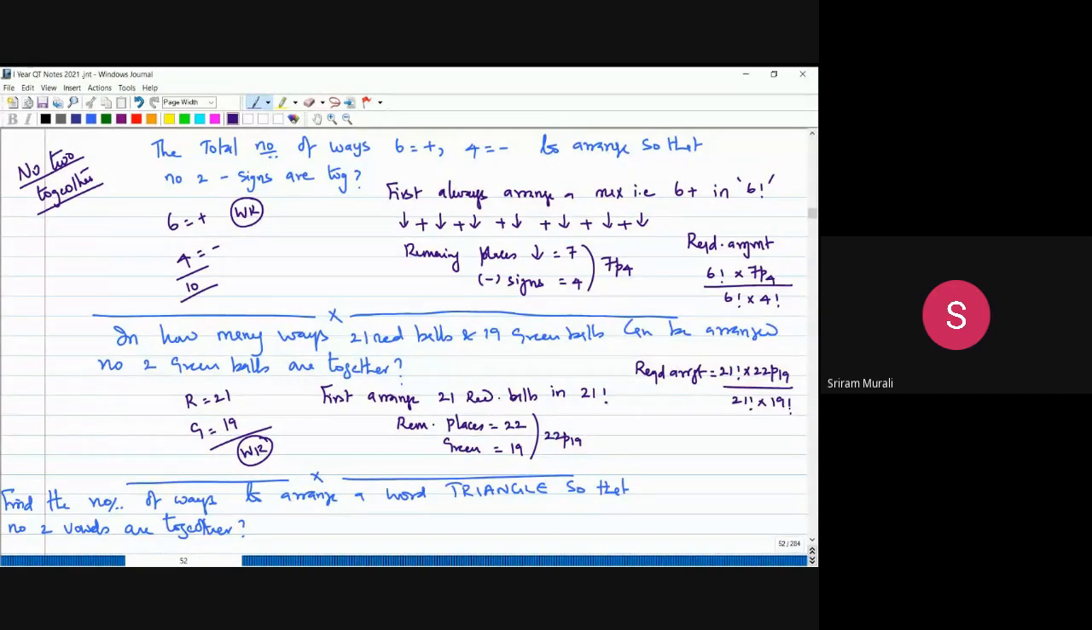So just simplify. 22P19, using the NPR formula, is 22 factorial divided by 3 factorial, because of n minus r, divided by 19 factorial. So in 22 factorial you can go down to 19 factorial. What is left? 20, 21, 22 divided by 3 factorial, that is 1, 2, 3. If you simplify you get the answer. Have you understood?